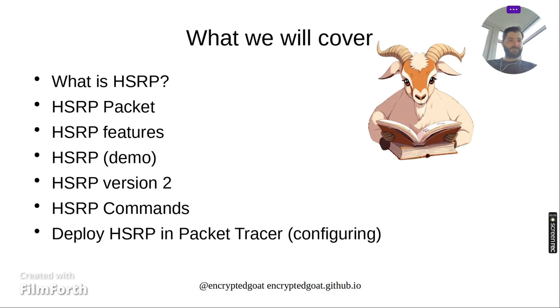There are actually two versions, version 1 and version 2, and we'll look at what the differences are between them, as well as some HSRP commands that are useful for deploying and troubleshooting HSRP. You might be on a router that you're not familiar with and you need to get the information quickly about how it's been set up, what its virtual IP address is, things of that nature. And then we're going to actually deploy HSRP using Cisco Packet Tracer.